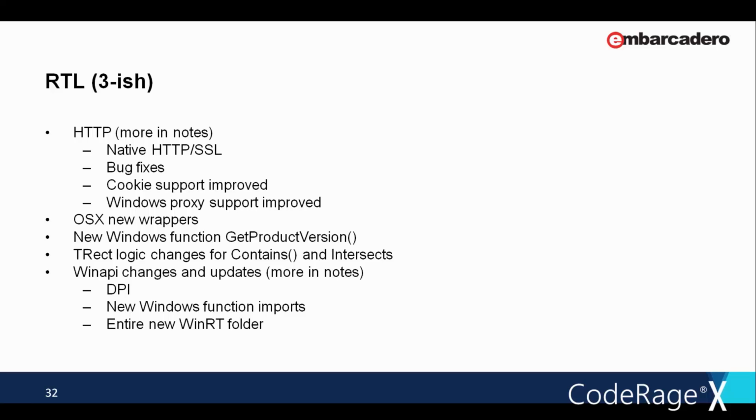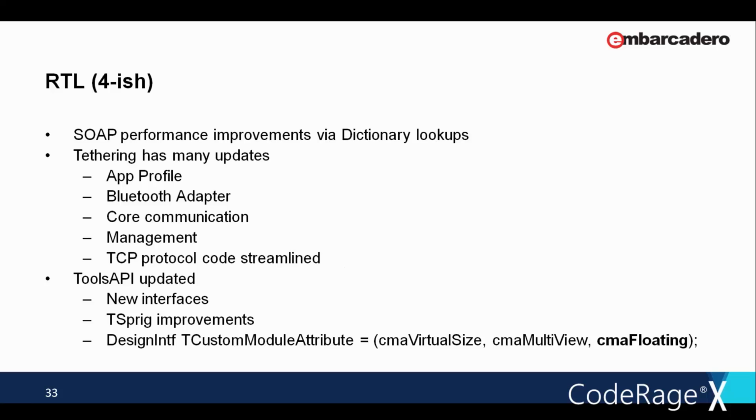And then underneath the WinAPI updates, of course, there's DPI support at the WinAPI level. A lot of new Windows function imports. There's an entire WinRT folder underneath there, so lots of things to look at and absorb. More on the RTL. SOAP performance improvements via dictionary lookups as well. So there were lists in SOAP for various nodes and identifiers and named things that you would try to retrieve with SOAP, and now they're done via dictionary lookup. So you should find SOAP interaction, if you're dealing with large SOAP packets, to be significantly improved.